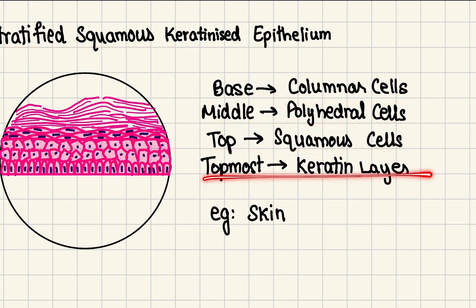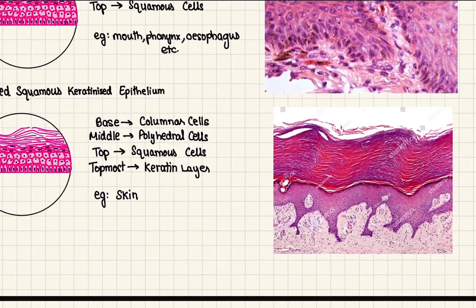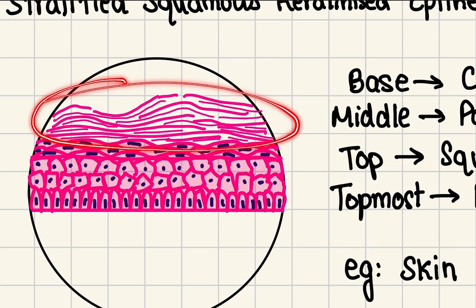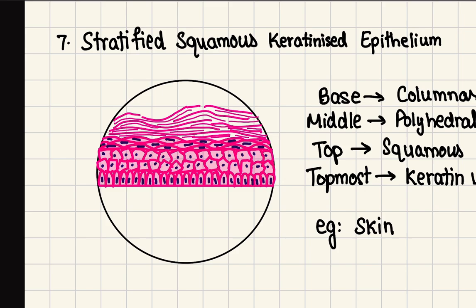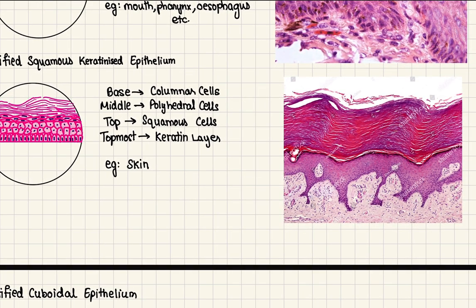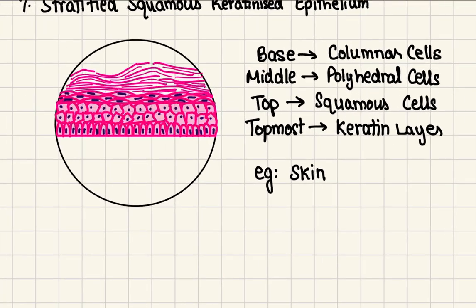So till now it is the same as stratified squamous non-keratinized epithelium, but an additional layer of keratin is at the top. It's the topmost layer. This is found in skin. Keratin is a layer of dead cells, so that is why you see no nucleus we have drawn over here.